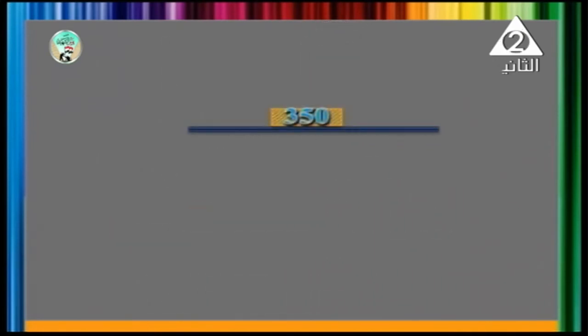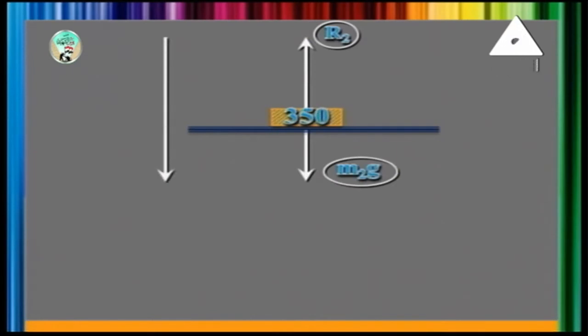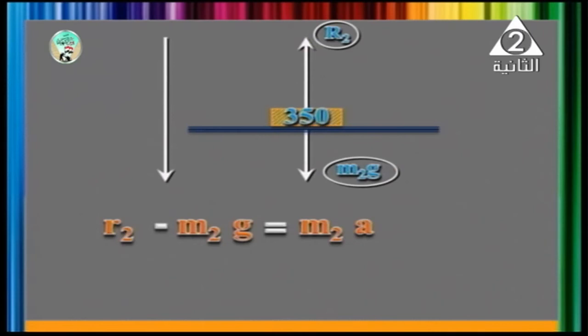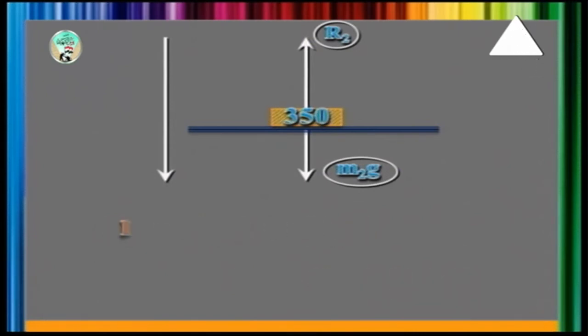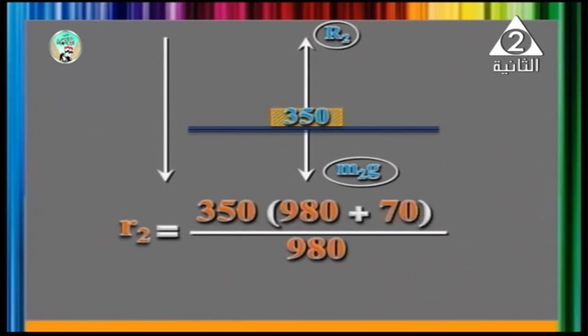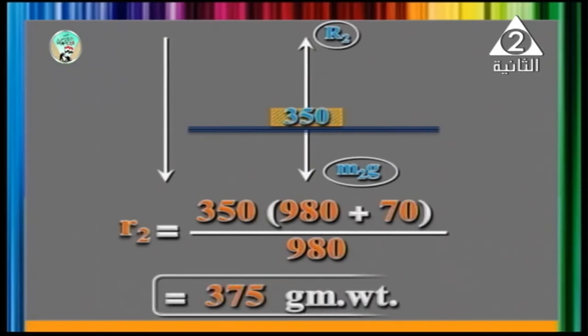F350, what is the reaction of the 350 weight? By using the same equation, R2 minus M2G equals M2A. Then R2 equals M2 multiply G plus A. By substitution, R2 equals 375 gram weight.